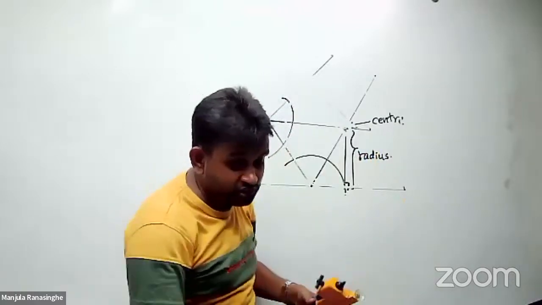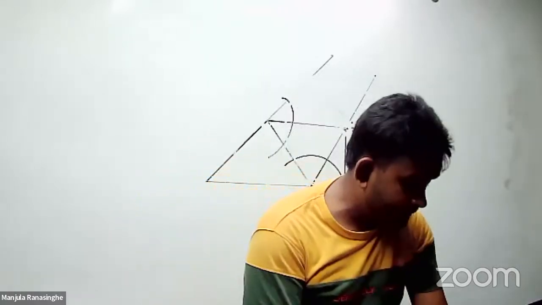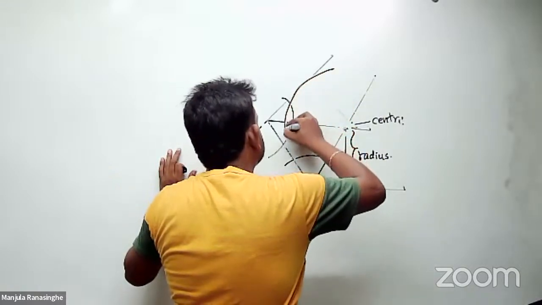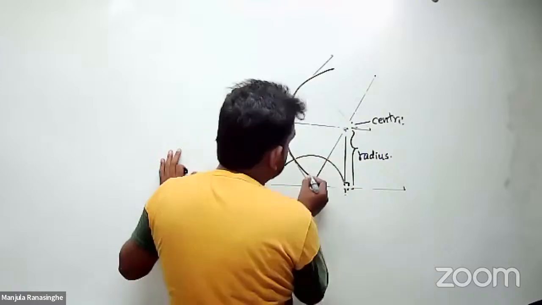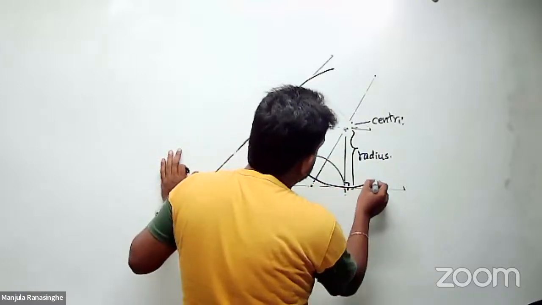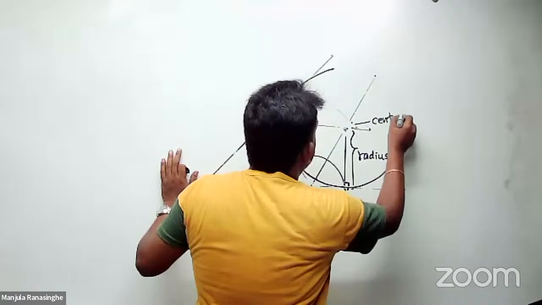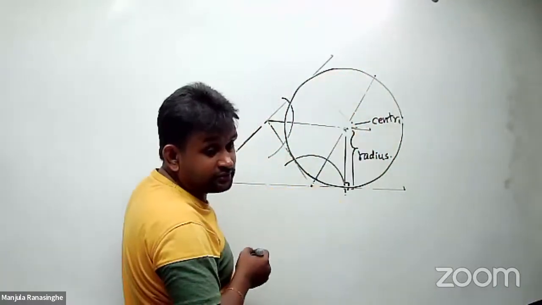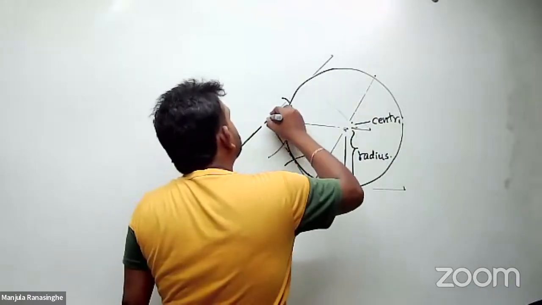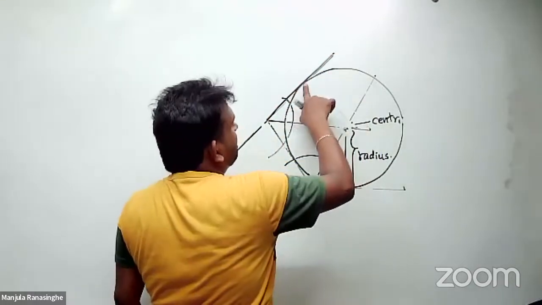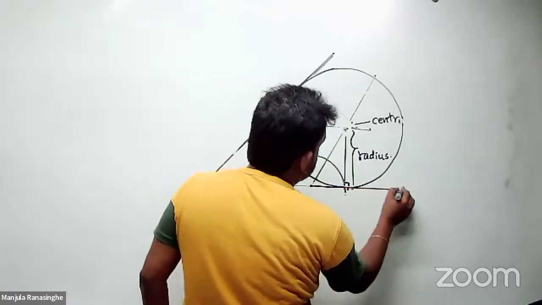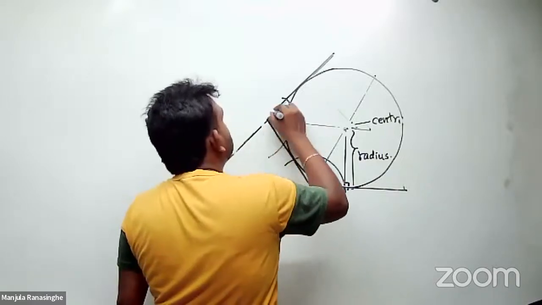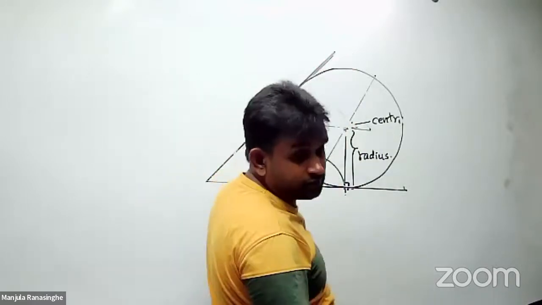So now you can see, this is the circle drawn. This touches the extended side 1 and extended side 2 and the side of this triangle. Right, now you can see this is the way of doing it.